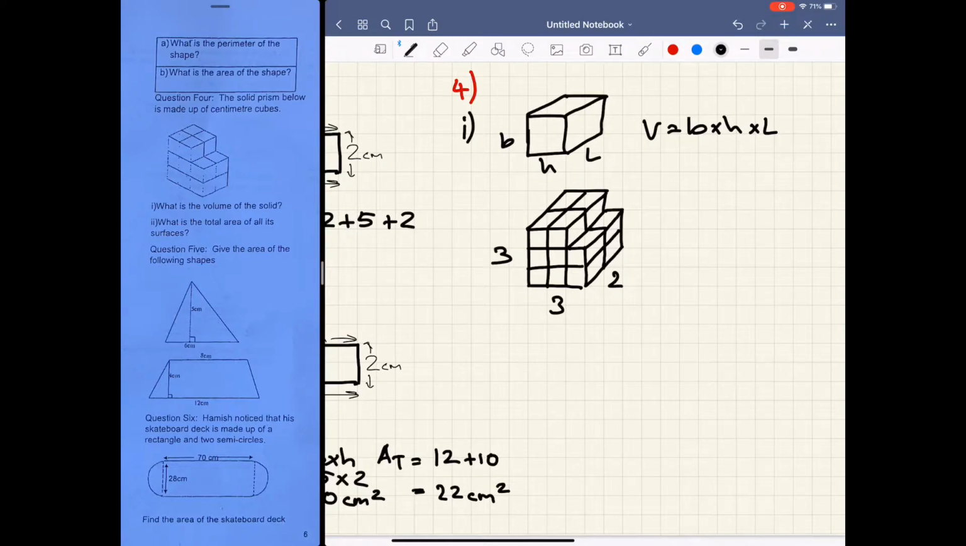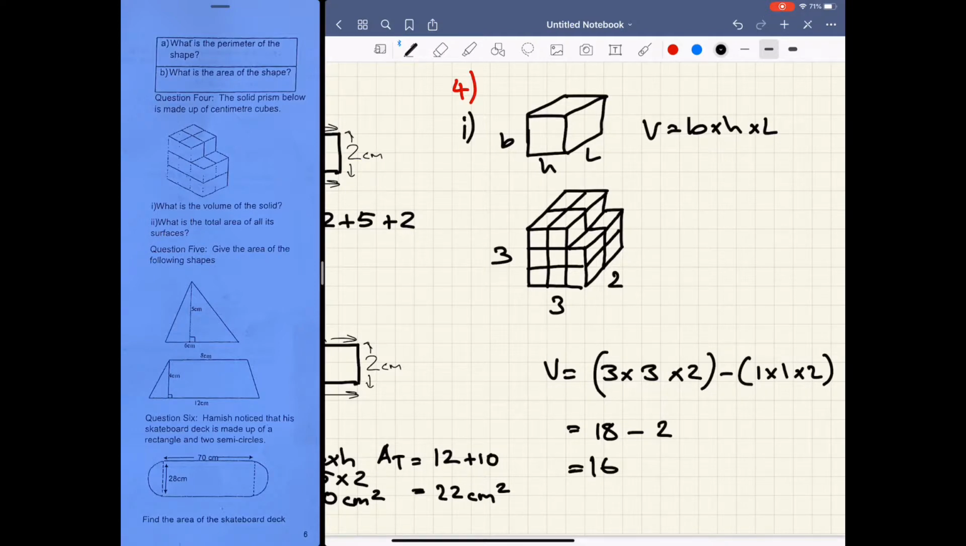So we've got volume equals 3 times 3 times 2, and then taking into account the part here that's missing, which is 1 by 1 by 2. So subtracted by 1 times 1 times 2. Volume equals 3 times 3 is 9, 9 times 2 is 18, subtracted by 2, which equals 16, and these are in centimeters cubed.